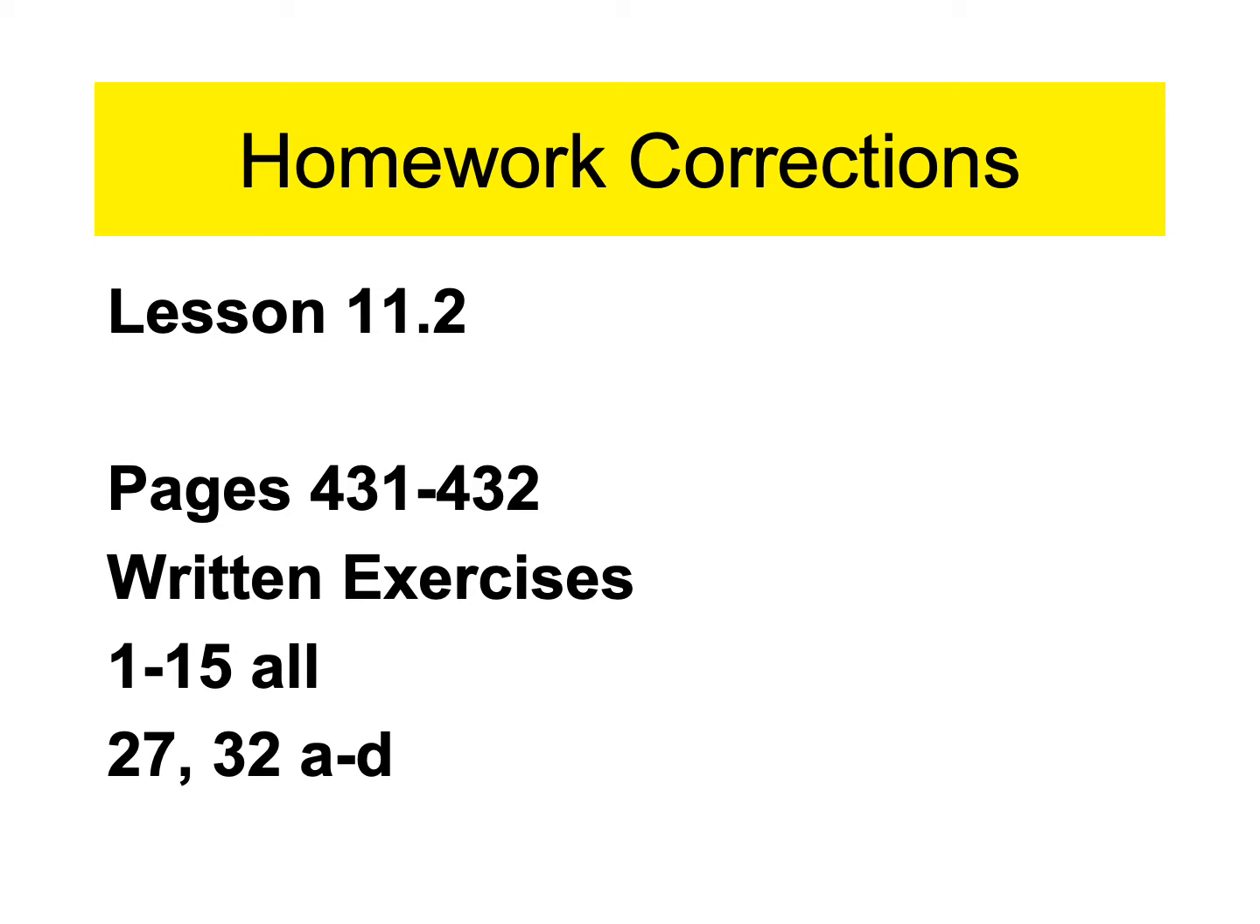All right, let's see. Then I gave you 27. There's two answers there. There's two triangles they want you to find the area of. The area of triangle ABC is 40. And the area of triangle AMB is 20. And last, I gave you 32A through D. So 32A is 480. Question B is 240. Question C is 120. And question D is also 120. There we go. All right.